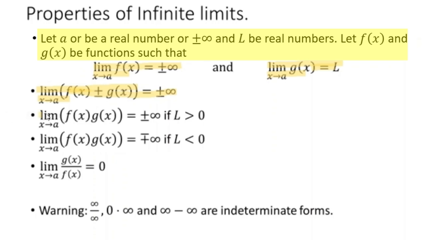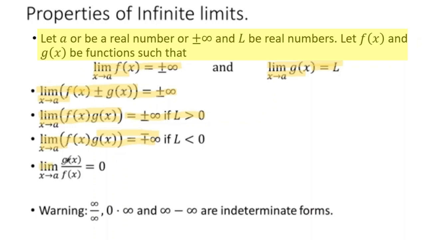Next, for multiplication, we actually have two rules. The limit as x approaches a of f of x times g of x will equal positive or negative infinity if L is positive. This follows the sign rules of multiplication. Here specifically, if I multiply positive or negative infinity by a positive number, I'm going to still get positive or negative infinity. Positive infinity times L will be infinity. Negative infinity times L will be negative infinity when L is positive. On the other hand, if L is negative, then the limit of the product will be negative or positive infinity. In other words, positive infinity times a negative number will be negative infinity, while negative infinity times a negative number will be positive infinity. Again, following the sign rules we've learned for numbers.